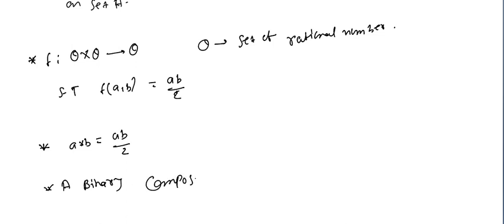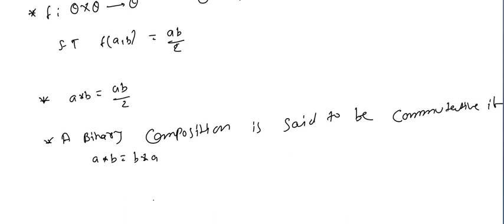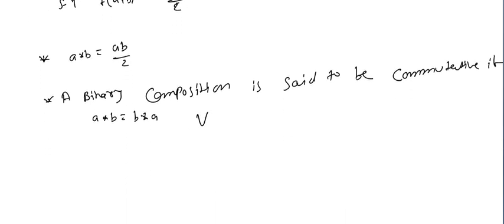Next point is, a binary composition is said to be commutative. Commutative means it is nothing but a star b is equal to b star a, that is commutative. For all a, b, we have to write, belongs to the set on which the binary composition is defined, that is, belongs to A.